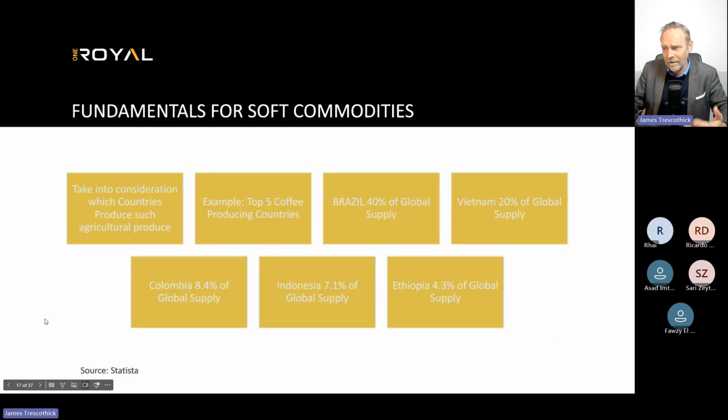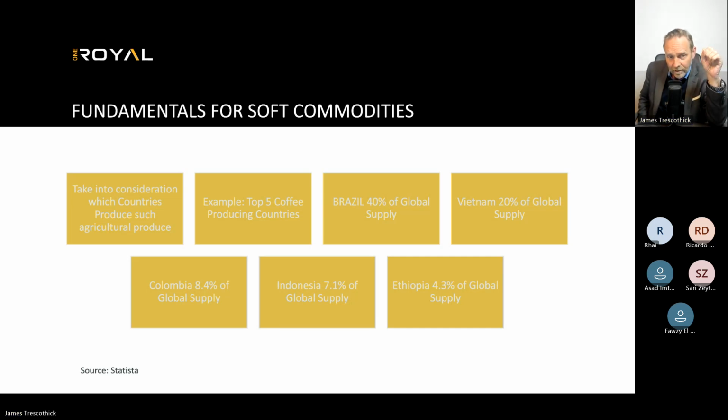Now, there is another thing you need to take into consideration as well. What countries produce such agricultural produce? Let's take coffee beans, for example. One example. Brazil, they produce 40% of global supply. Vietnam, 20% of global supply. Colombia, 8.4%. Indonesia, 7.1%. Ethiopia, 4.3% of global supply.